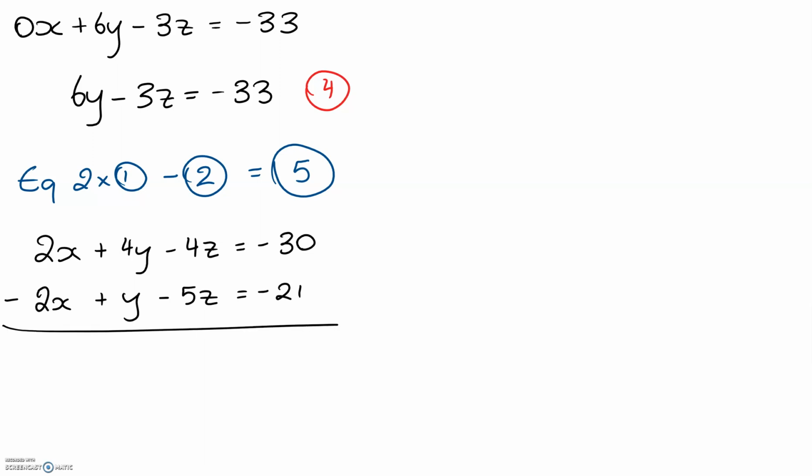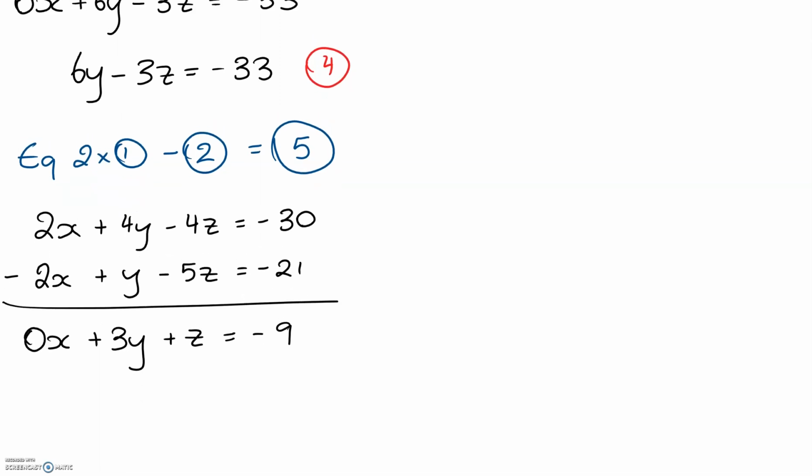So again, let's go down and subtract. 2x minus 2x is 0x. We've got 4y minus y, which is plus 3y. We've got negative 4z minus negative 5z, so the negative becomes positive, and that becomes plus z. And we've got negative 30 minus negative 21, so that becomes negative 9. So equation 5 is 3y plus z equals negative 9.